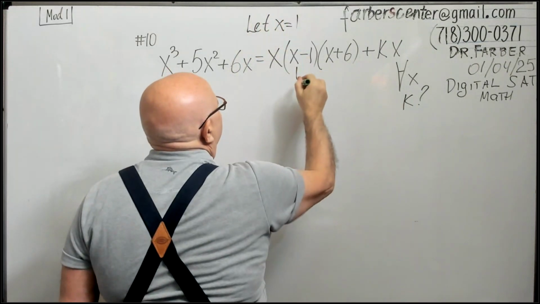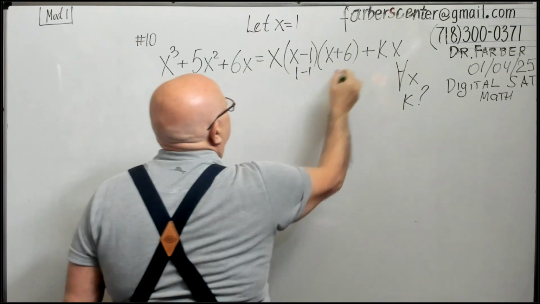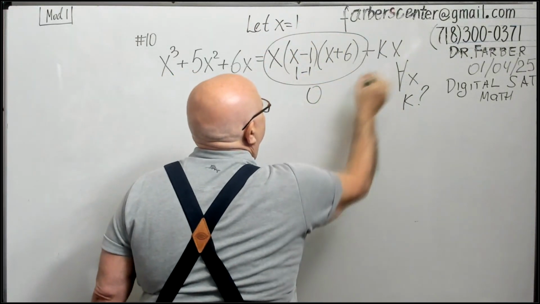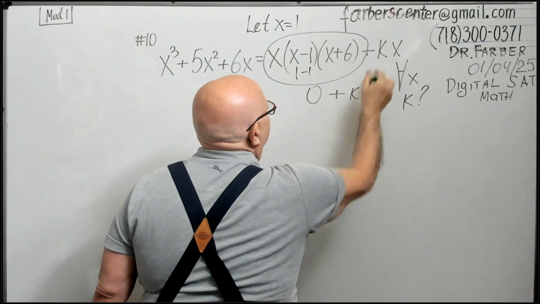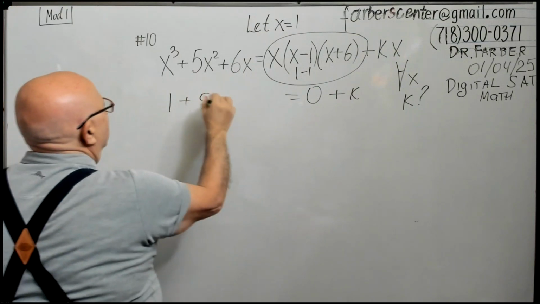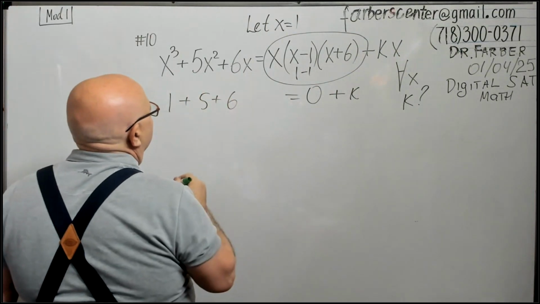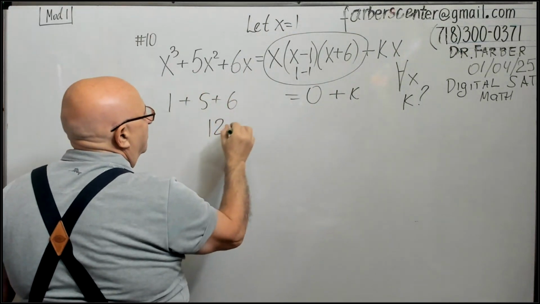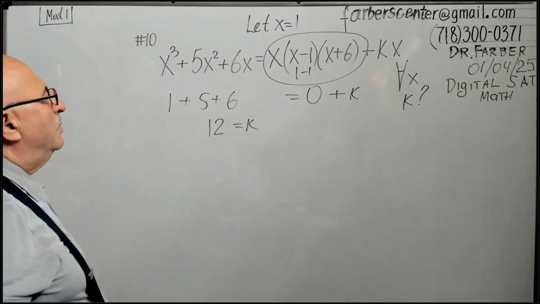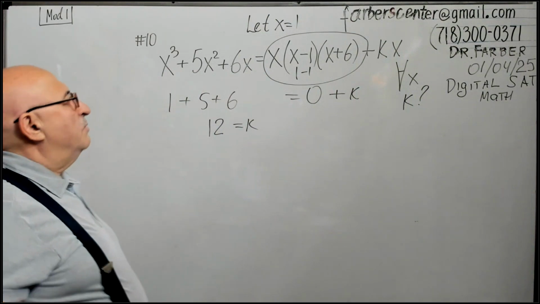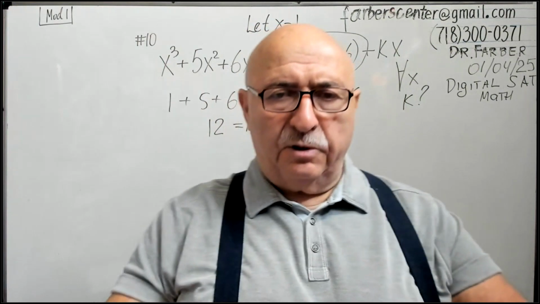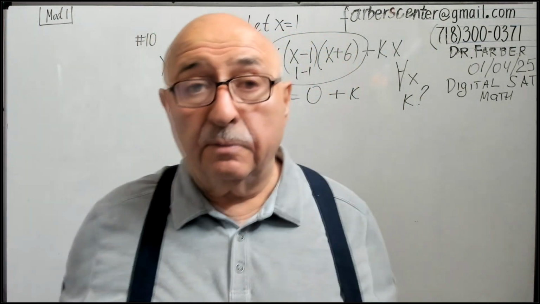If x is 1, then 1 minus 1 is 0. This is 0. And this is k times 1. And this is 1 plus 5 plus 6, which is 12. And 12 equals k. Okay, so we did this many times. When you have for all x, it means choose a convenient x.